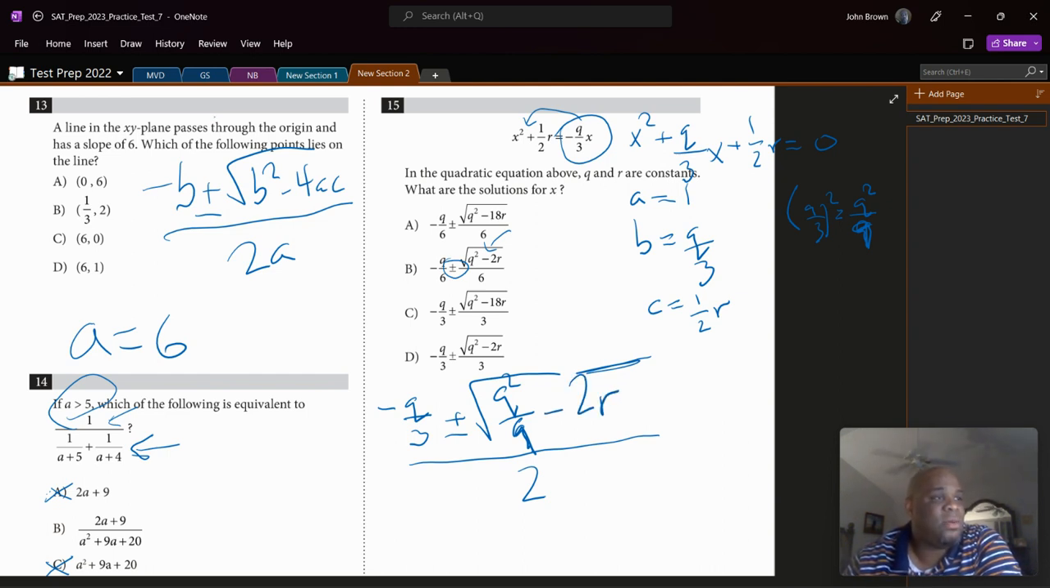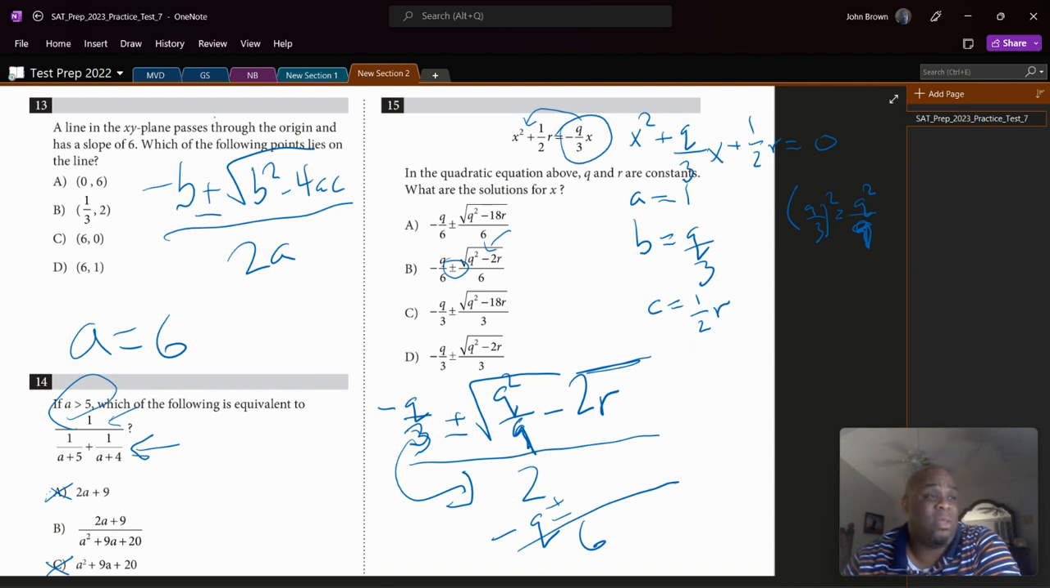All right. So if I look at my options here, I know that my Q over 3 is further divided by 2. So I know that my answer is going to involve 6 somehow. Q over 3 divided by 2 is going to be negative Q plus or minus, and then it's going to be a denominator of 6. All right. So I'm going to put all my 3s on the bottom there.